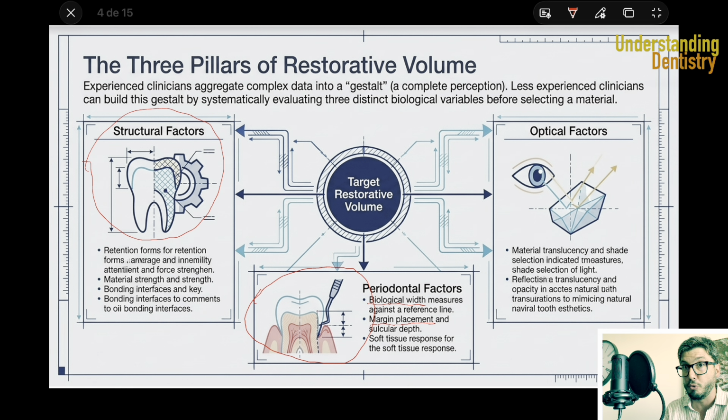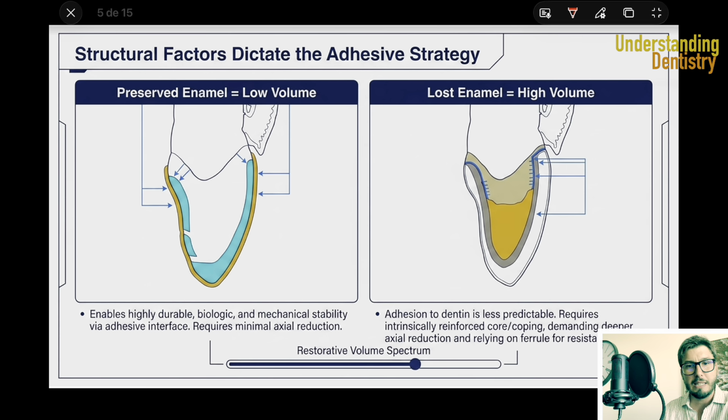So you need to understand that, and that's also related to the soft tissues. So the soft tissue conditions around this crown. That's why periodontal factors matter a lot. And of course, optical factors. Depending on the substrate, you need more thickness of material to overcome this dark color which is undesired. Okay, let's see this very quickly.